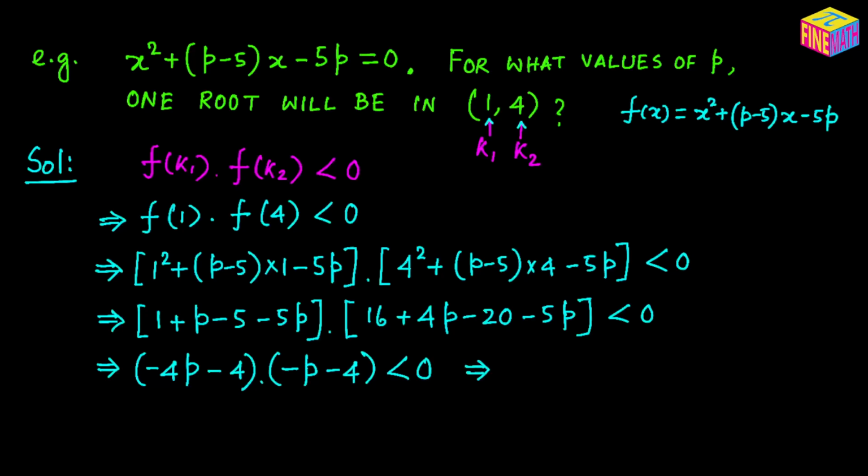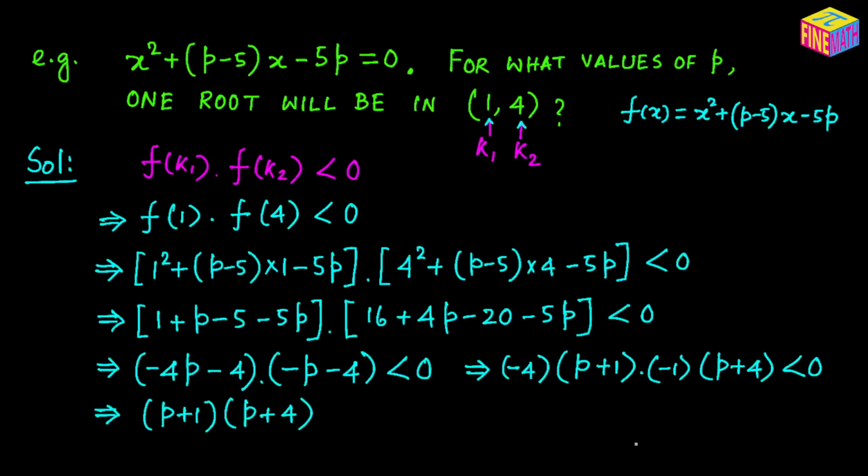And from here, if we take out negative 4 from the first factor, then we have negative 4 times positive p plus 1. And then from the second factor, let's take out negative 1. Then we are going to be left with positive p plus 4, and this product is less than 0. And from here, what do we get? Well, if we multiply the negative 4 and the negative 1, they will give us positive 4. And then if we divide both sides of this inequality by positive 4, then on the left hand side we are going to have p plus 1 times p plus 4, and then on the right hand side it would be 0 divided by 4, so that would be 0 anyways.